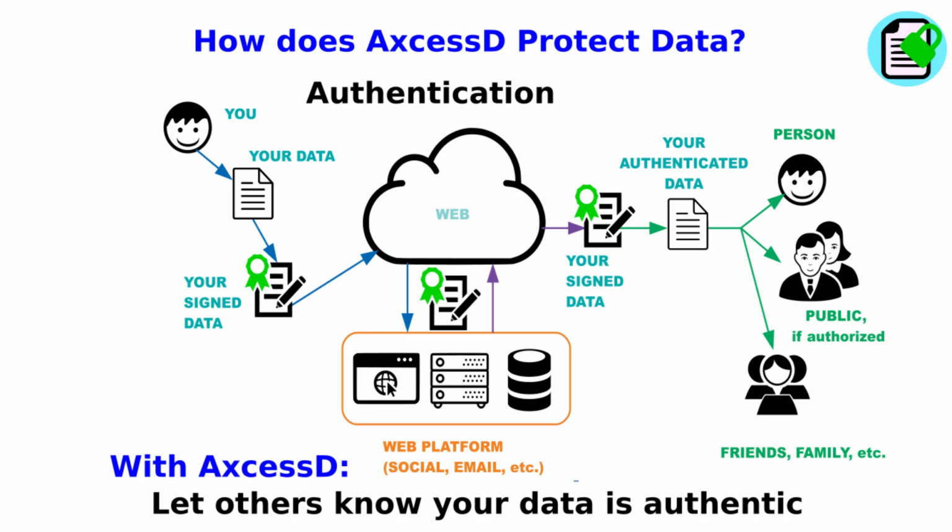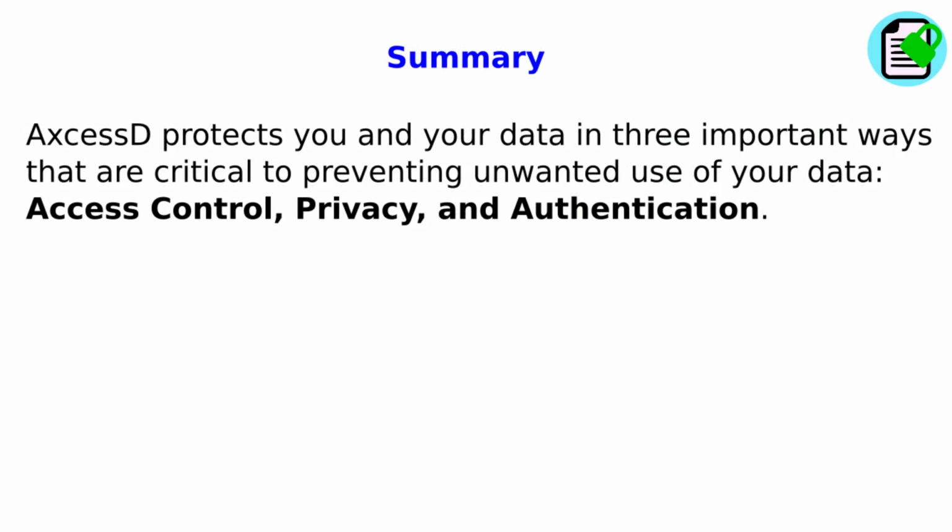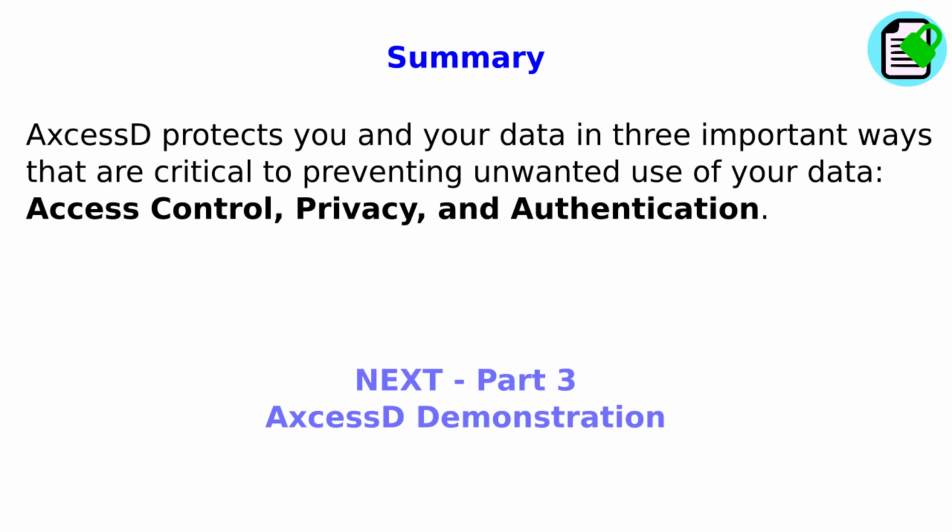A green check mark with the received data will indicate that it is authentic. This means that it will be hard for a cyber criminal or other bad actor to impersonate you, which can be used in phishing and other forms of cyber attack. AxcessD helps prevent you and your friends from becoming an attack victim. In summary, AxcessD keeps your data secure by providing access control, privacy, and authentication. Next, in part 3 of this video series, I will demonstrate AxcessD.